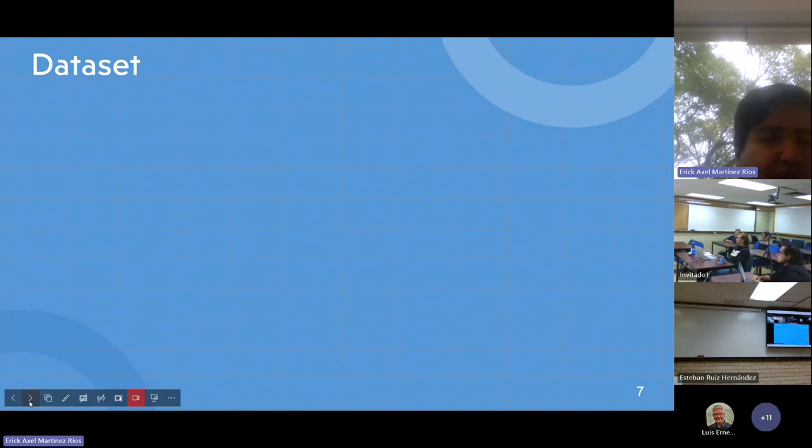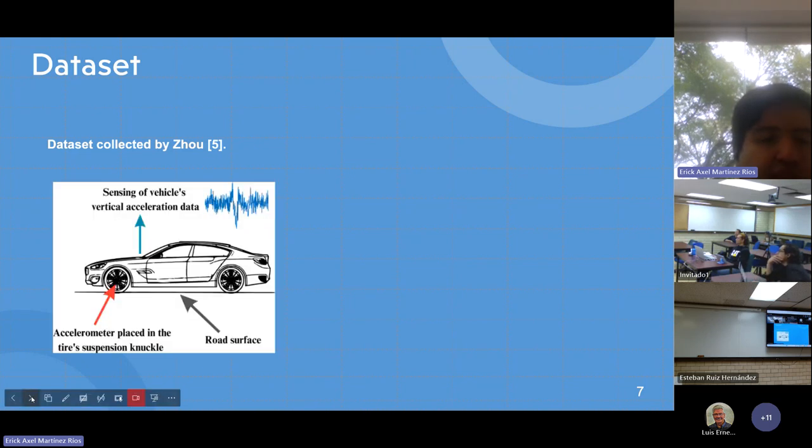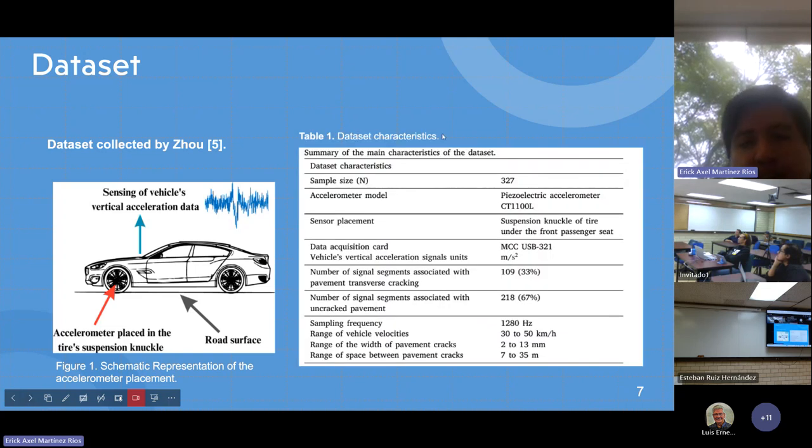To validate this process, we employ the dataset collected by Xu, which can be consulted in reference 5 of this presentation. Basically, this dataset consists of sensing the vehicle's vertical acceleration while it travels over the road surface. In this case, the accelerometer was placed in the tire suspension knuckle of the vehicle. The data set has a total sample size of 327 samples.